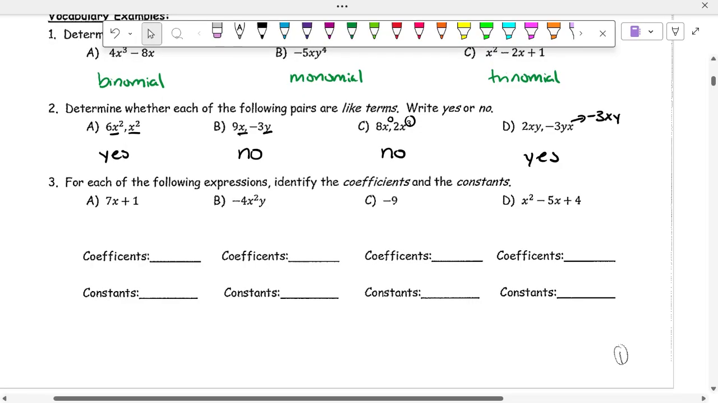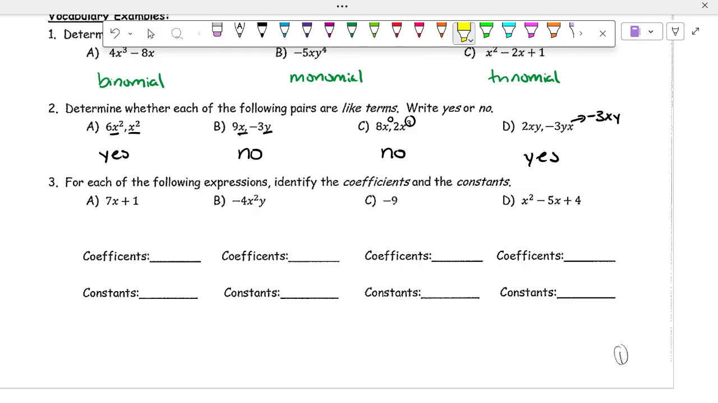Now we're just going to list coefficients and constants. What is the key difference between a coefficient and a constant? How do I know which is which? Whether it has a variable or not. Which one has to have a variable? Coefficient. Constant does not have a variable. So, remember, these are only numbers.